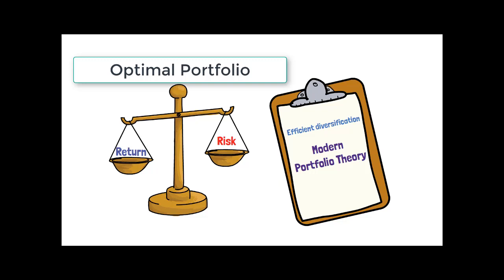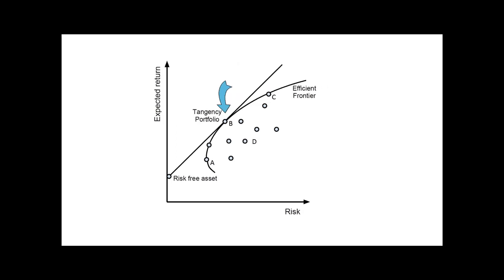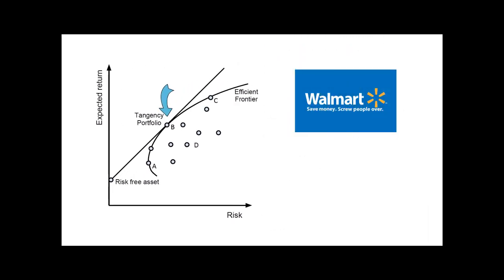Since you are watching this video, I will assume that you are at least familiar with this chart. This chart comes from the modern portfolio theory, and the tangency portfolio, which is B, is the optimum portfolio. I will recreate a fairly similar chart in Excel using price information of two companies, Walmart Incorporation and Intel Corporation.